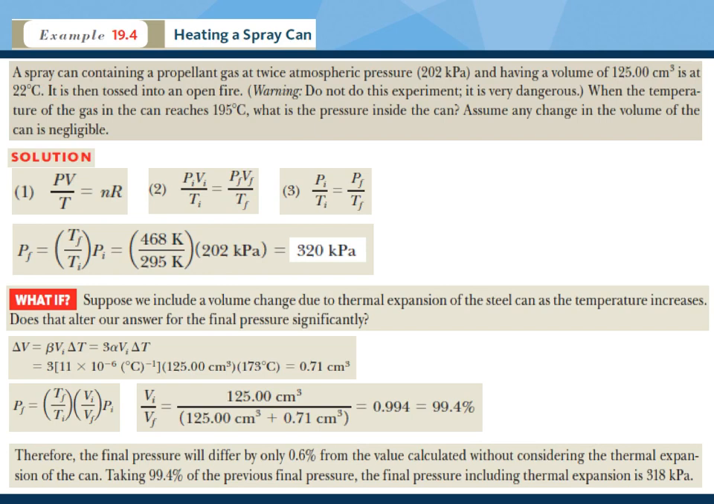One point to note is that when we use the ideal gas law, the temperature is expressed in the absolute temperature scale, that is, in Kelvin. So we have to change the temperature from degrees Celsius to the absolute temperature scale. That means the 22 degrees Celsius has to change to 295 Kelvin. And the 195 degrees Celsius has to change to the absolute temperature scale, which equals 468 Kelvin.